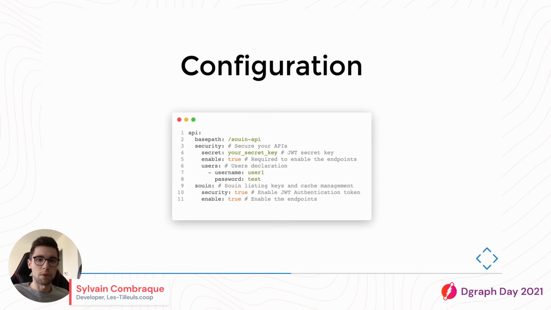For each endpoint, you can override the bus path, tell if it's enabled or not, and by default, it's not. Then, specifically for the security endpoints, you are allowed to define a secret and a list of users to be able to log in as these users. For the user endpoint, you can tell that you want to protect related routes behind JWT security firewall.